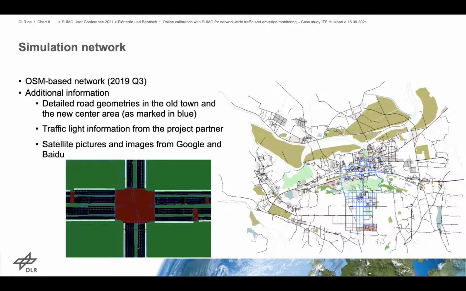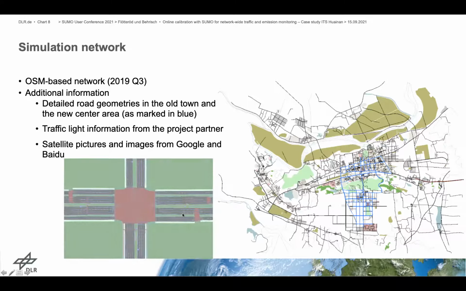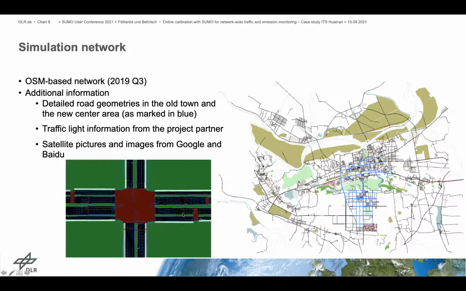And for the simulation network, the OpenStreetMap from 2019 was used as the simulation network base. Unfortunately, the network quality was not smooth. So it was further manually adjusted according to the detailed road geometries in the Old Town and the New Center area. They are marked in blue in the right-hand side network. Here on the left-hand side, you can see an example of how detailed the road geometries are.